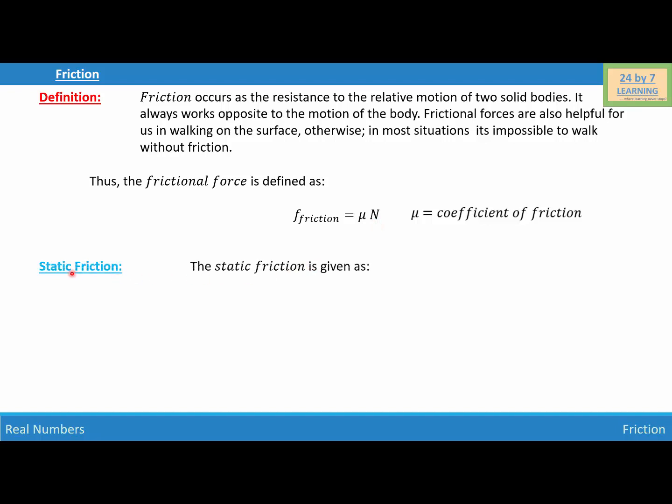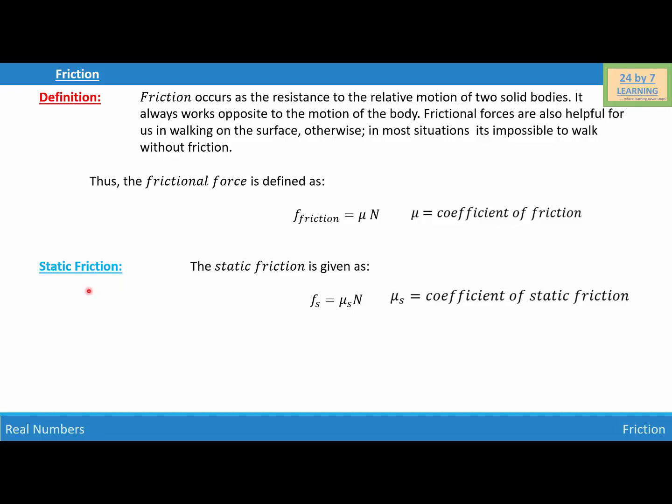So the first type of friction is known as static friction, and the static friction is defined as F of S is equal to mu s times N, where mu s is the coefficient of static friction and N is known as the normal force.